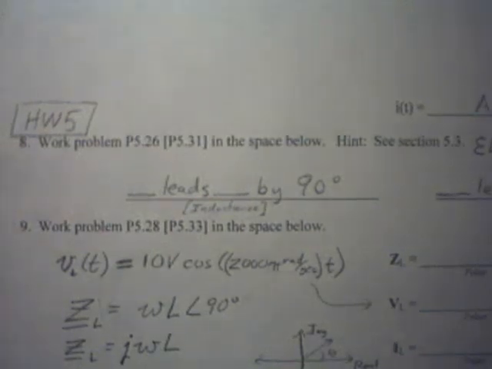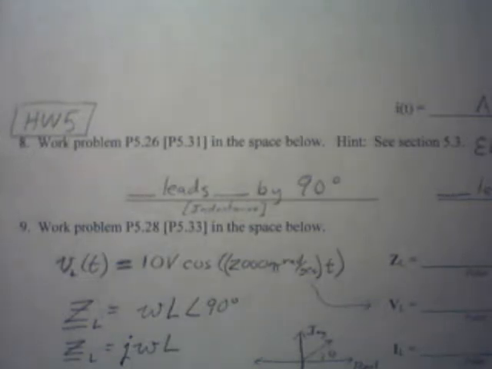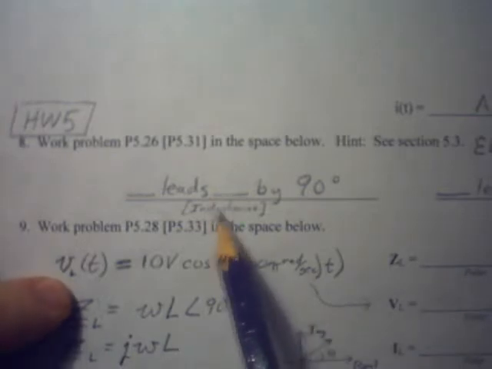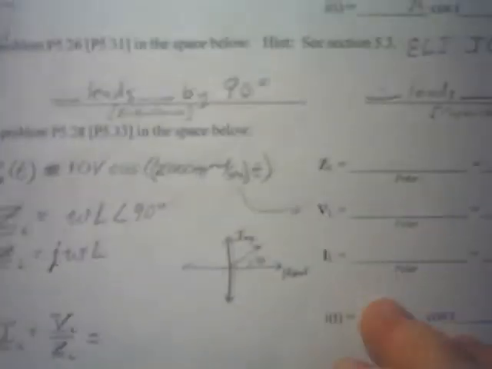Spoiler alert, I'm giving out the answers to problems 8 and 9 on this one. So on number 8, all you do is fill in the blanks here. For inductance, you want to say blank leads blank by 90 degrees, and for the capacitance, you want to say blank leads blank by 90 degrees. And remember our friend Eli the Iceman to figure out what goes in each of those blanks.